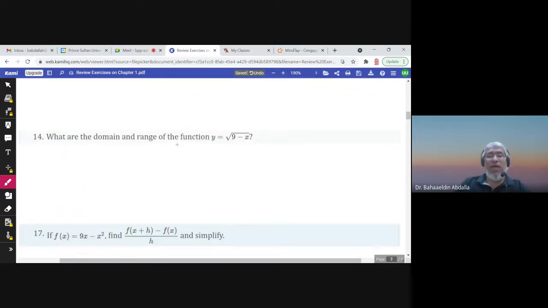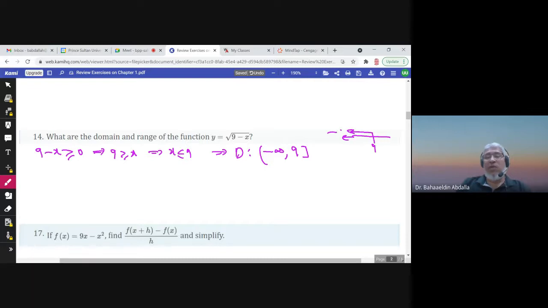What are the domain and range of this function? This is a square root, so 9 minus x should be positive. We cannot accept a negative number inside the square root, otherwise it's not real. So 9 is greater than or equal to x, or x is less than or equal to 9. So the domain is from negative infinity to 9, because less than or equal to 9 means from negative infinity to 9. What about the range?